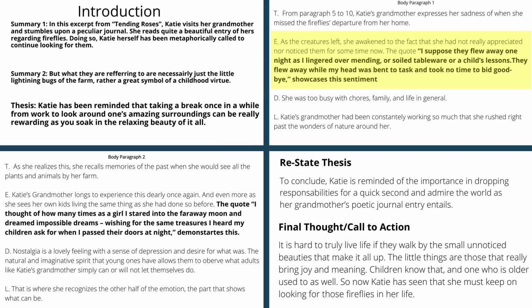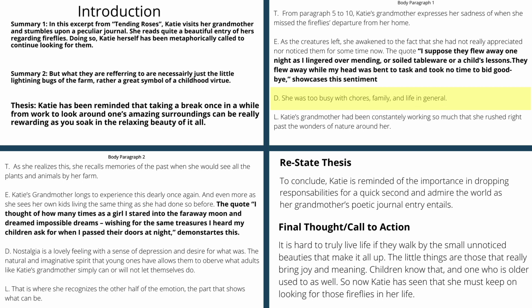As the creatures left, she awakened to the fact that she had not really appreciated nor noticed them for some time now. The quote, "I suppose they flew away one night as I lingered over mending or soiled tableware or a child's lessons. They flew away while my head was bent to task and took no time to bid goodbye," showcases this sentiment. This sentence could use a little bit of help, the way they've inserted this quote, but the student made a clear attempt to use a quote that fits with their thesis and helps support their thesis and topic sentence.